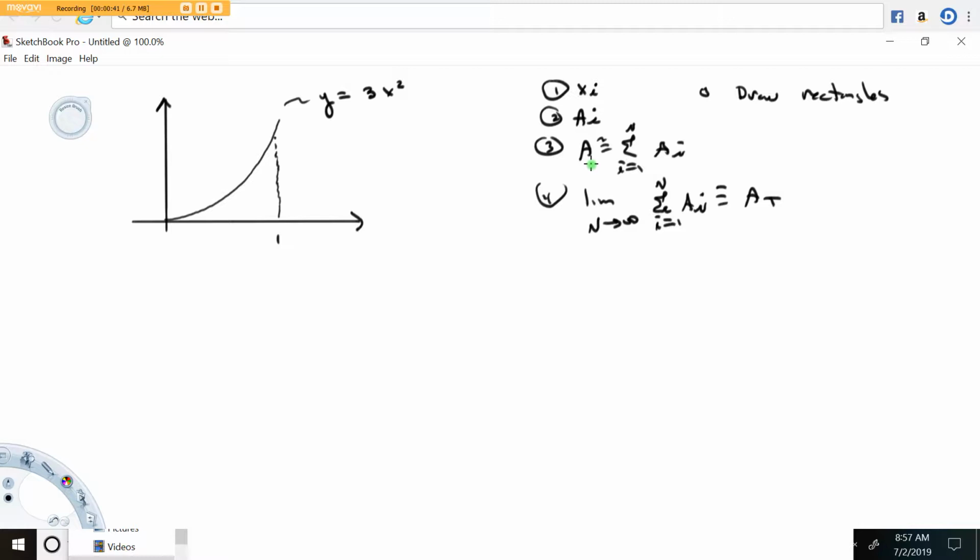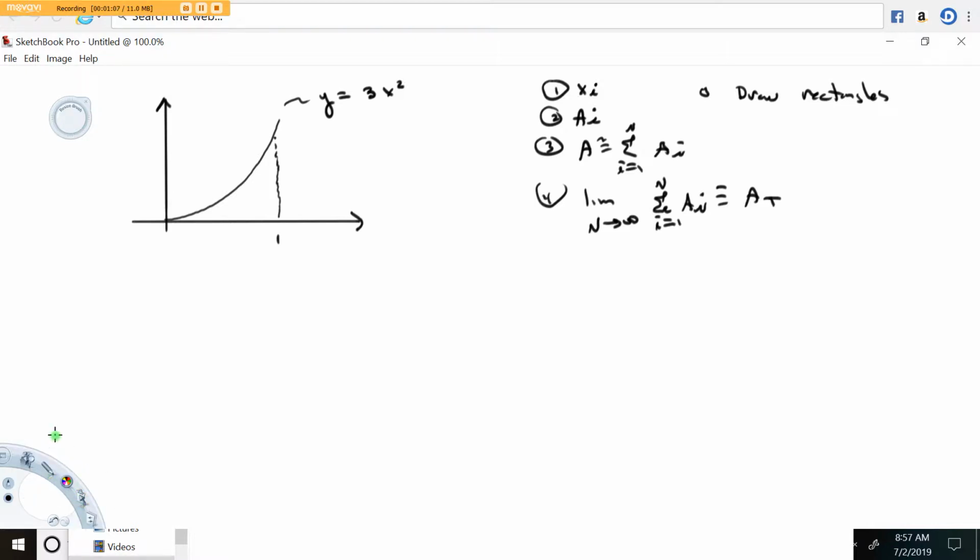So for example, the total area will be approximately equal to the sum from i equals 1 to some number of your a sub i's. And then step 4, you can make this approximation exact by driving the number of rectangles to infinity through the limit process. So you take the limit as n goes to infinity of this sum, and you get identically the total area under the curve. So let's go ahead and get started and see what this looks like.